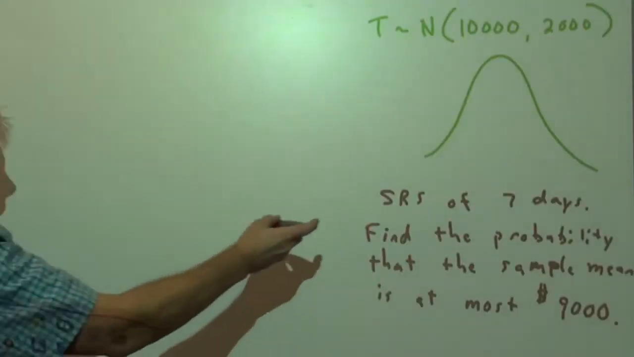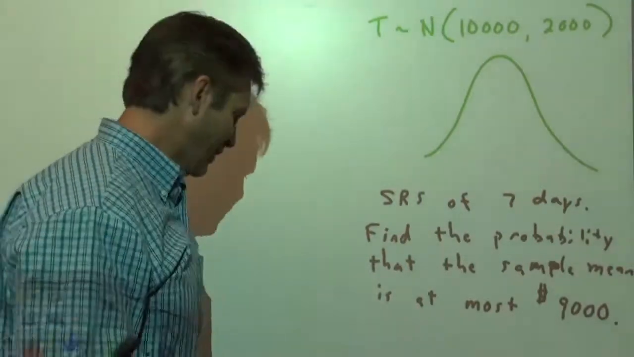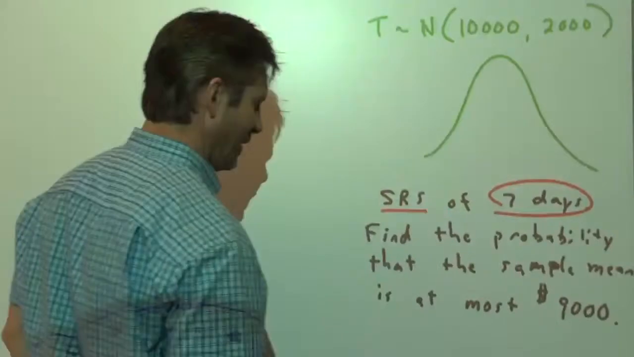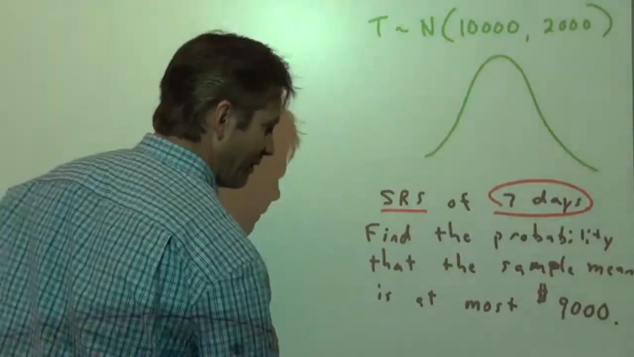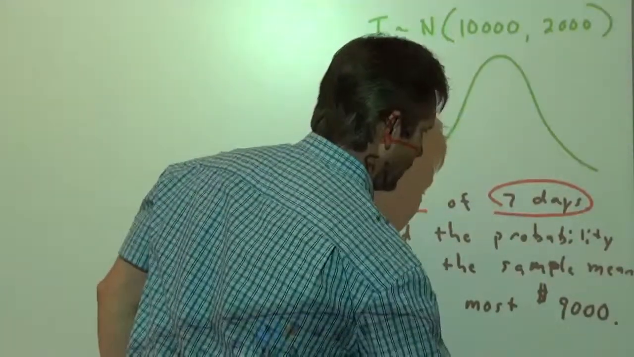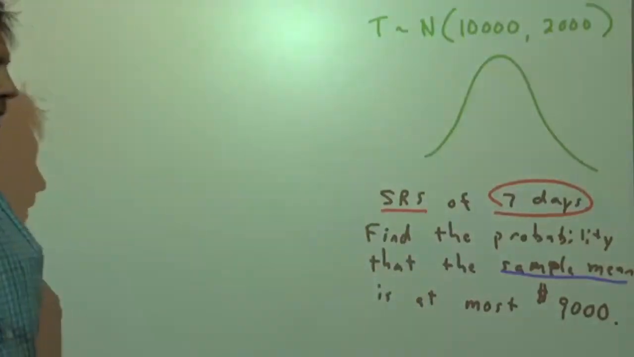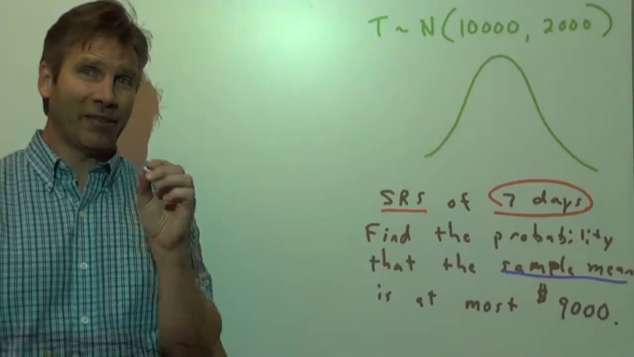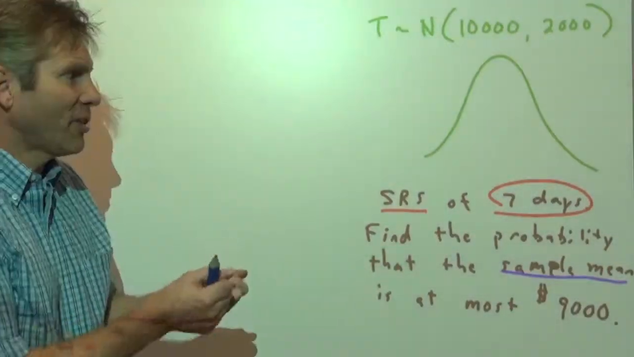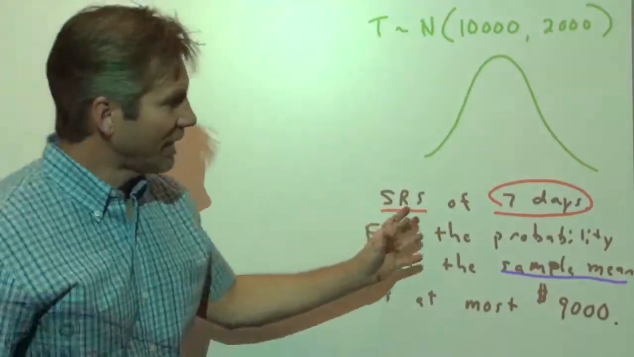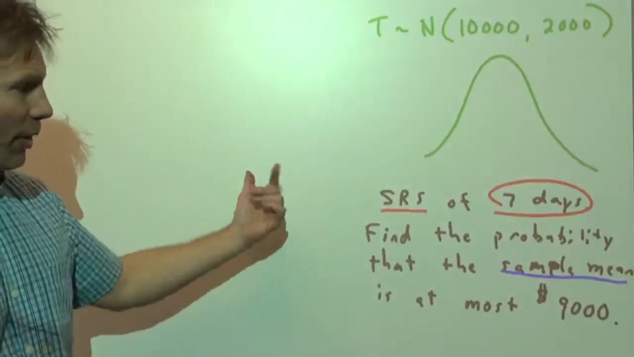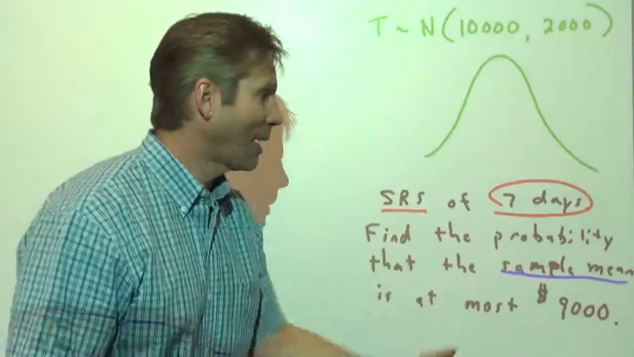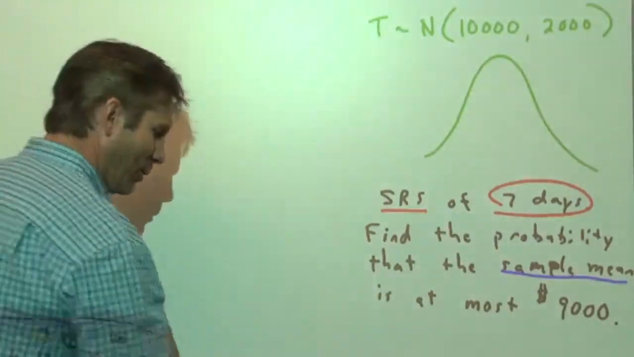Alright, last problem. Let's go back to the tree thing. Let's talk about taking a simple random sample of 7 days and then finding the probability that the sample mean will be at most 9,000. Now remember, from probability, I've said right from the start that the sample size really is important. How many things are we selecting? Once you take samples of at least 5, we're probably looking at sample means or later sample proportions.